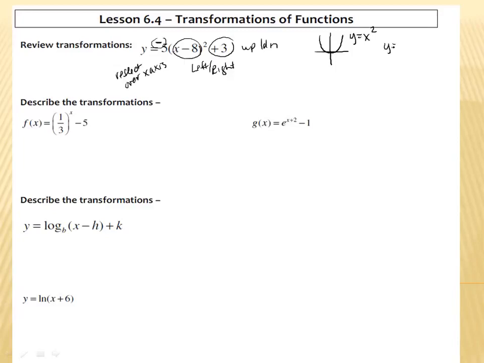And then if I gave you that 5(x minus 8) squared plus 3, instead of starting at the origin, I would go to the right 8 and up 3. And my picture would be something like that. So we're going to talk about those again. So the first one, we're going to describe the transformations with exponential functions.